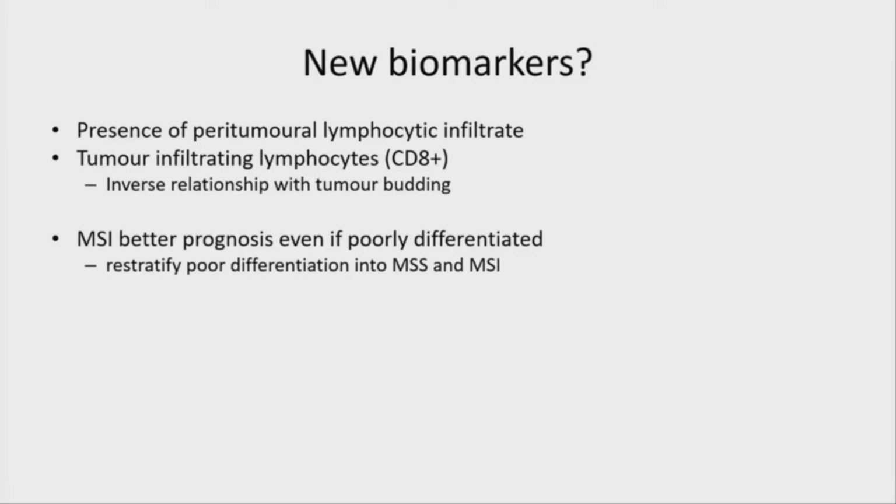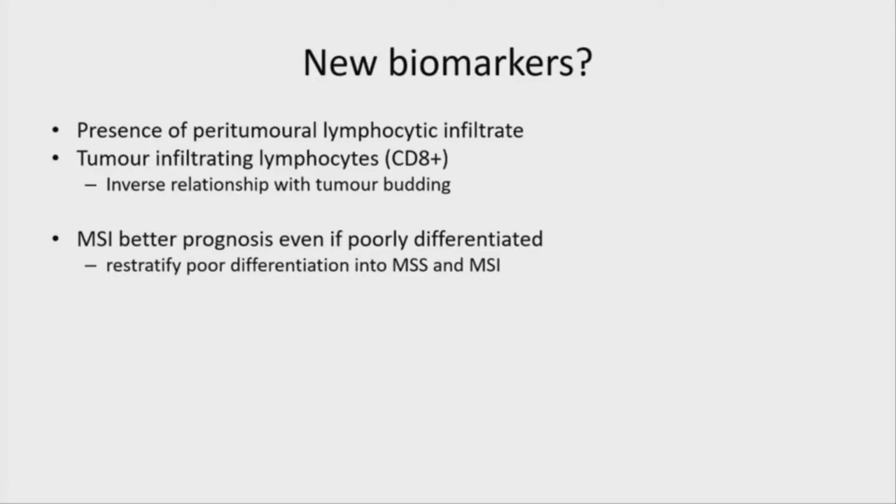So what of new biomarkers and what does the future hold for further assessing risk for each patient? An inverse relationship with tumour budding is seen with tumour infiltrating lymphocytes, so less budding, more lymphocytes. And this recognises the importance of the epithelial mesenchymal interface that we were talking about previously. Peritumoral lymphocytes are seen more commonly with microsatellite instability, as is poor differentiation.